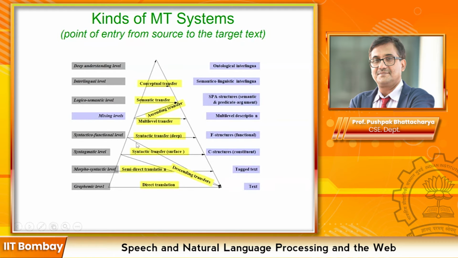Now, depending on where you are, so if you are working at the level of F structure, that is dependency relations, then you need syntactic transfer of a deep kind. Syntactic transfer of surface kind is transfer between C structures. You just invert the verb and noun phrase, for example. So this was a very nice conceptualization of machine translation back in 1960s.